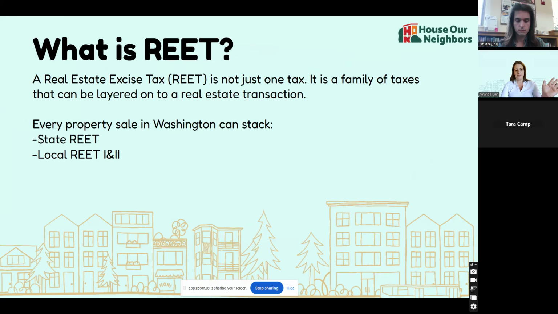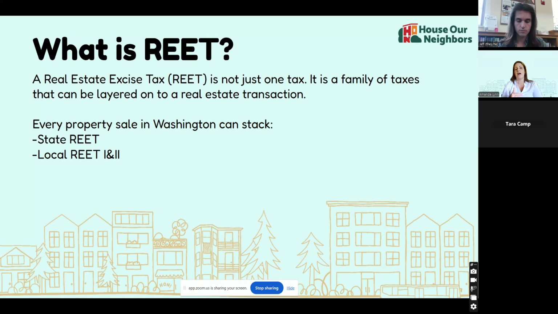So what is a REET? As I mentioned, REET is an acronym for Real Estate Excise Tax. But REET isn't just one tax. It's actually a bunch of different taxes under an umbrella that all fit into this category of REET. And they can be layered onto the same real estate transaction. So one sale of a house might have multiple different REET taxes on it.